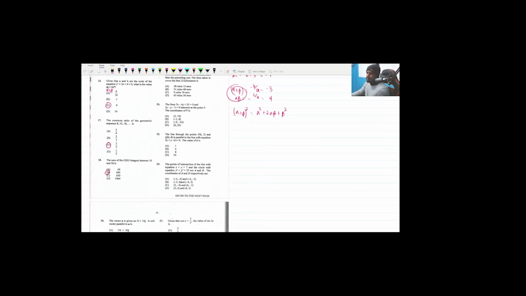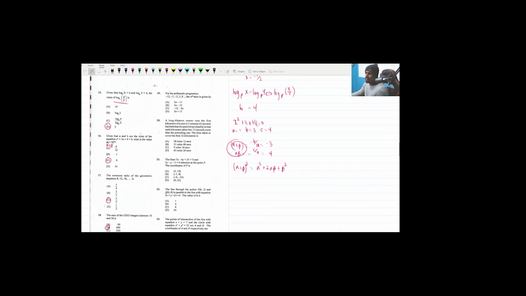For the AP, the nth term is given by T sub n is equal to a plus n minus 1 by d. A is minus 12, so T sub n is equal to minus 12 plus n minus 1 multiplied by d. So d in this case is 5, 8 minus 3 is 5. Expand this here: minus 12 plus 5n minus 5. So minus 12 minus 5 is minus 17. So 5n minus 17 will be T sub n.